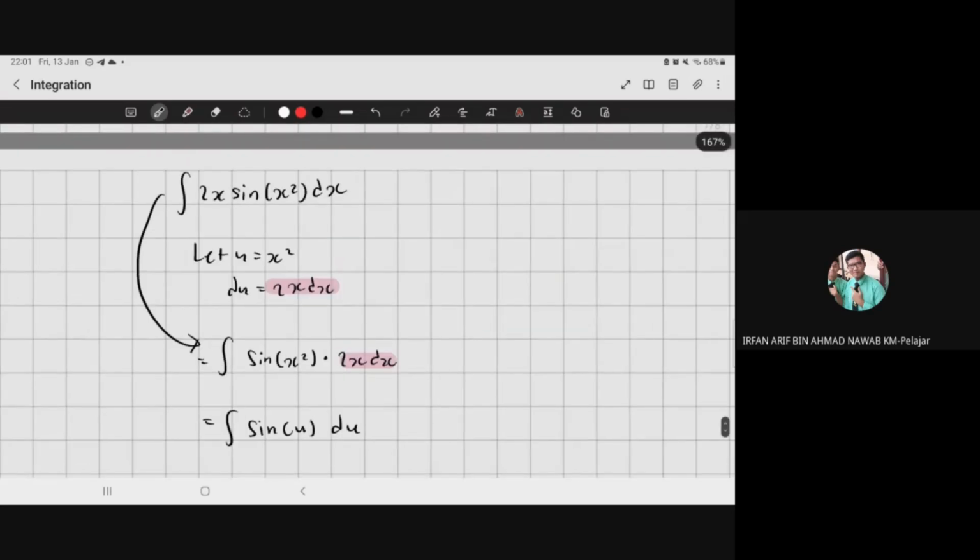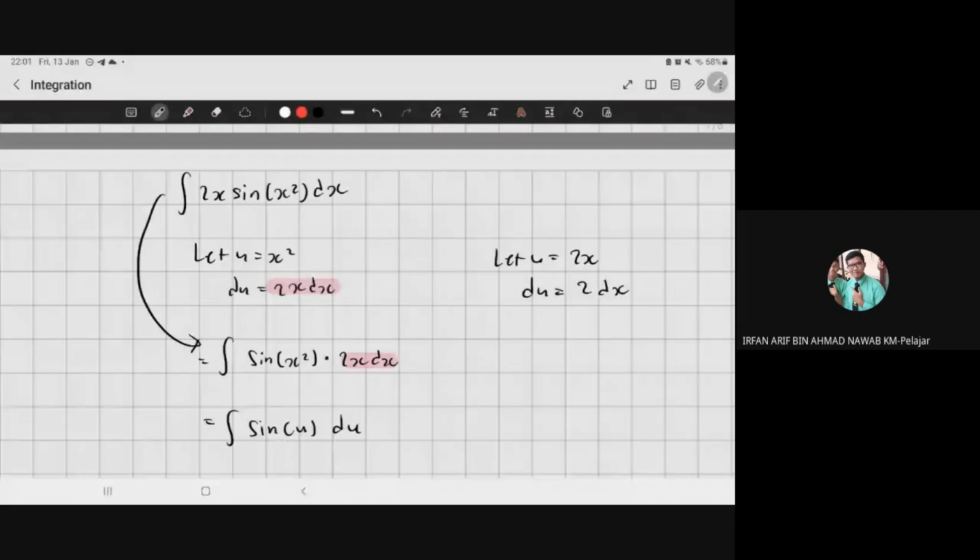Because, okay, let's say let u is equal to 2x. And then you differentiate with respect to x, you get 2 times dx. And then you are left with your integral x sine square du. Now, this doesn't solve the problem yet. So that is why the most appropriate substitution is x squared.